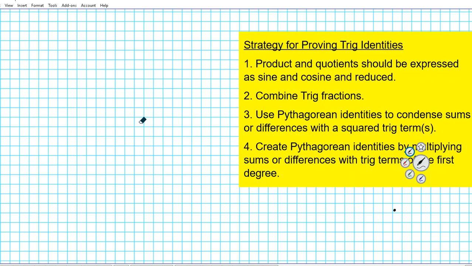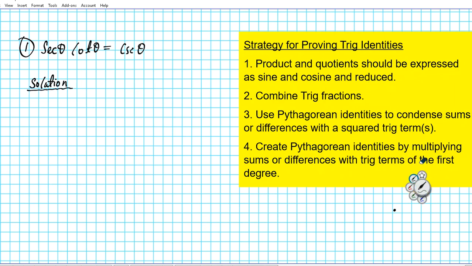All right, so for question number 1, we're going to be proving that secant theta times cotangent theta is equal to cosecant theta. So let's go ahead and carry out the proof. If you take a look at the yellow box to the right, you're going to see the strategy that we're going to be using to carry out our trig proofs.